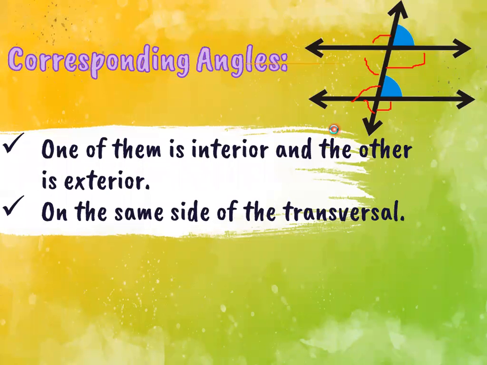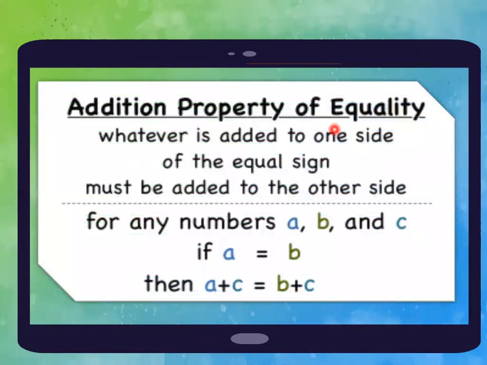Now let's move on to the next one. The next concept is the addition property of equality. Addition means that you are going to add something. Property of equality means you are going to learn what is meant by the addition property of equality. Now look here. Whatever is added to one side of the equal sign, if you add anything to one side of the equal sign, it must be added to the other side.